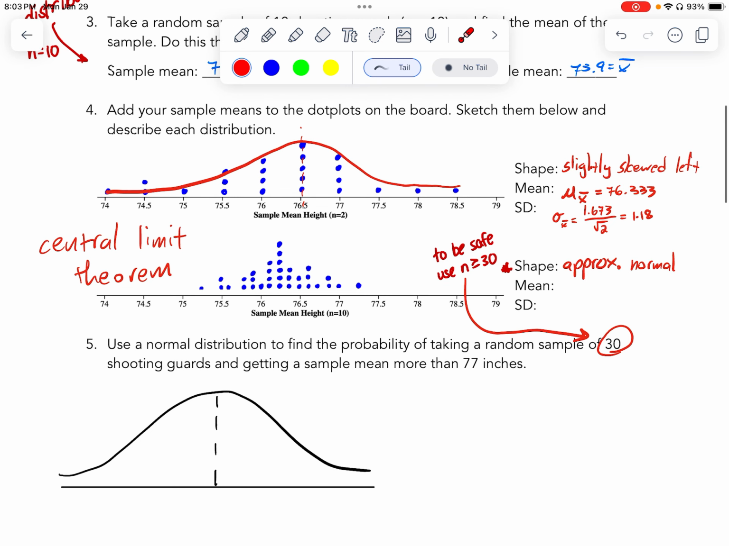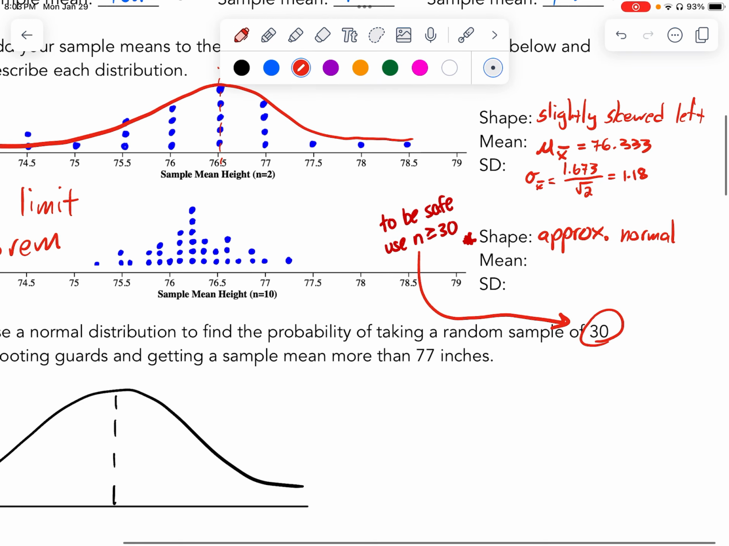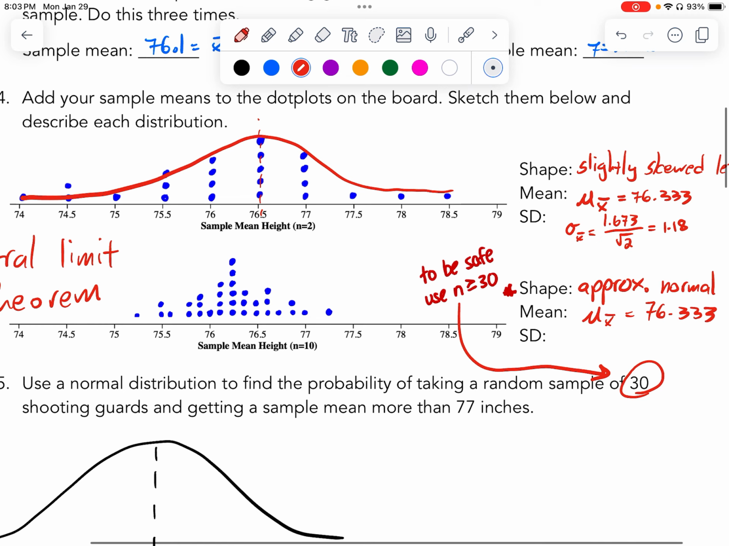The average would be the same as the one above it. The average X bar would be 76.333. And it kind of looks like that.